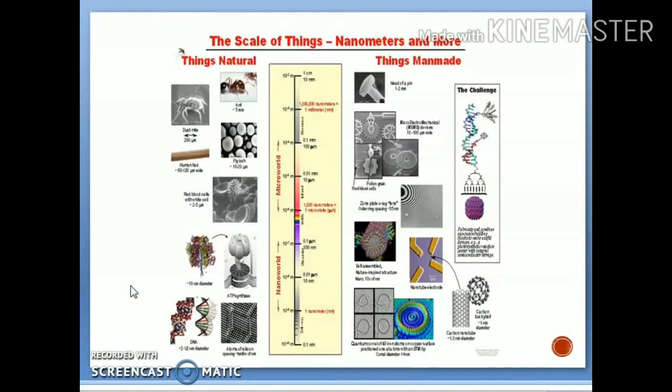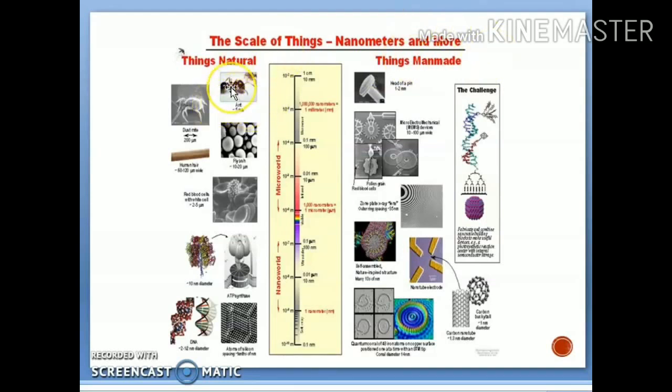If we take some examples of nature-derived things and man-made things, we can go from the microscopic to the nanoscopic scale. On the left-hand side, the picture shows different things that are naturally evolved, and on the right-hand side we have the things that we made, that is, man-made things.